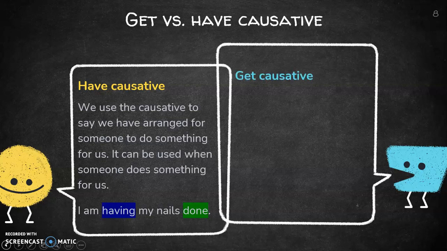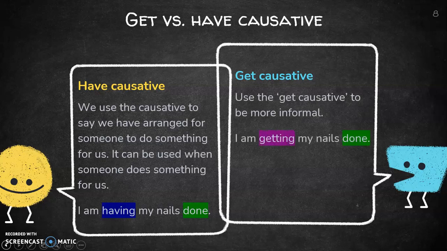Now, we can use the get in causative again to be more informal. So you can say, I am getting my nails done. That sounds more informal. We got our windows cleaned. The typical form of causative is we had our windows cleaned. But in order to be more informal, you just need to change the have for the got. I will get my house painted. You can use that in any tense. As you can see here, the original sentence would be, I will have my house painted. But you can be more informal in this causative by using get.